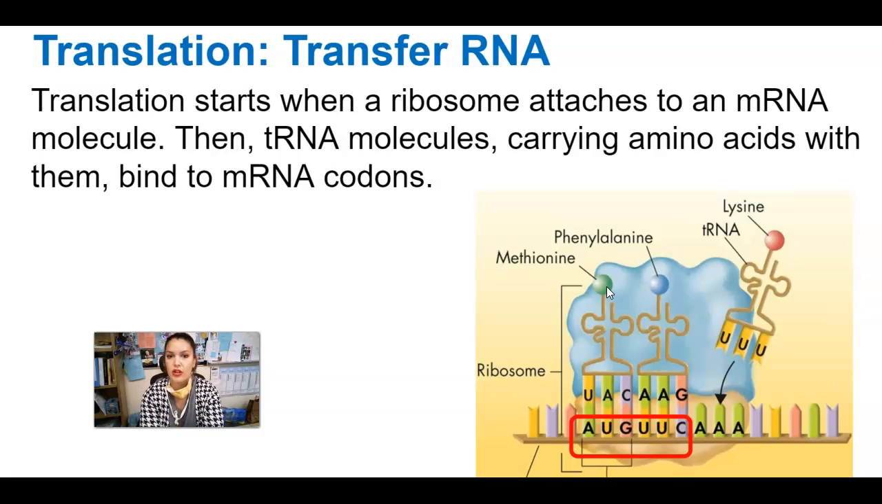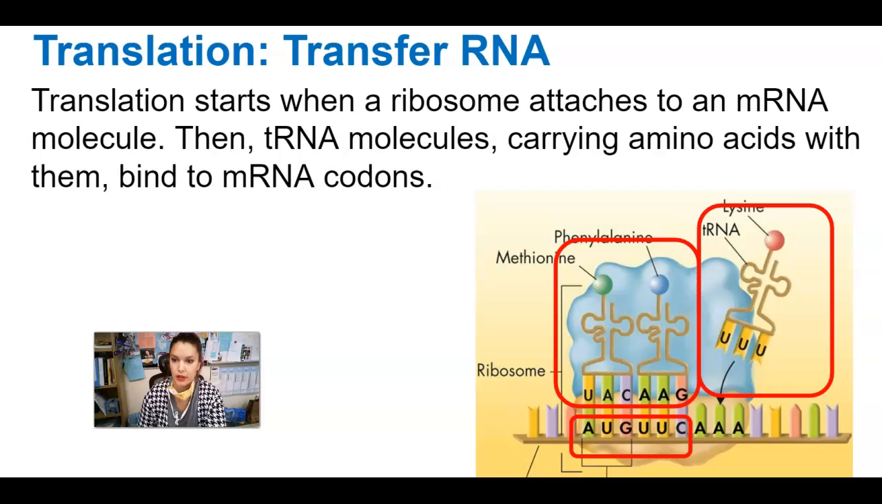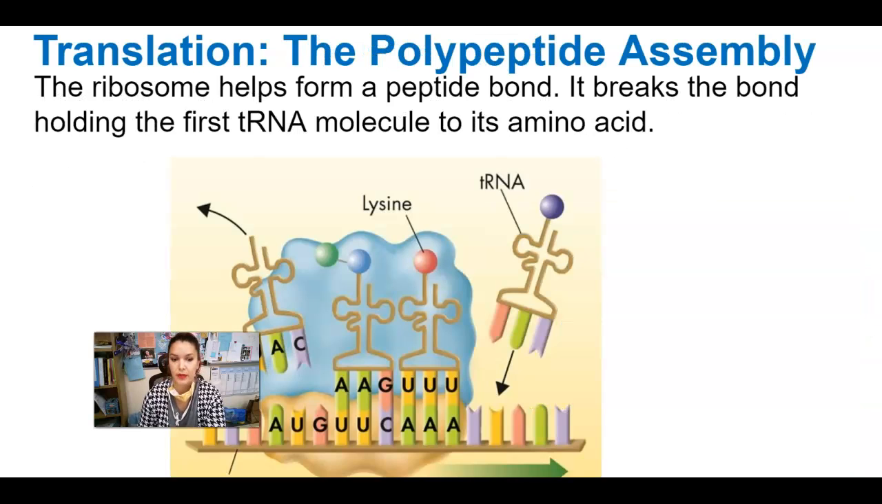So translation starts when a ribosome attaches to the mRNA molecule. All right, so here's the ribosome attaching to the mRNA molecule. Then the tRNA molecules carry the amino acids with them and bind to the mRNA codon. All right, there's the tRNA. And we call this an anticodon. This is the codon. This is an anticodon that the tRNA carries in, and it just finds those amino acids in the cytoplasm and brings them in.